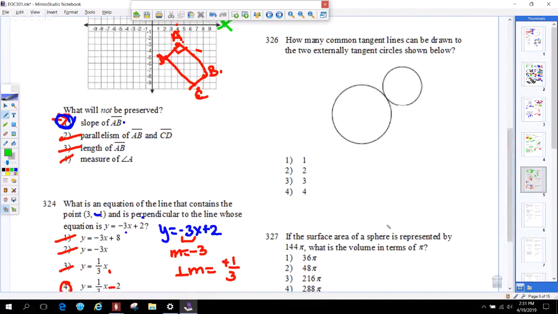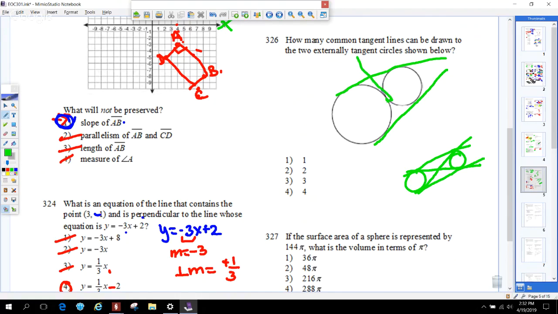How many common tangent lines can be drawn to the two externally tangent circles shown below? Well, this way is going to be 1, and here's going to be 2. And now if the two circles were apart, there would actually be 4. It would be 1 this way, 1 this way, 1 this way, and 1 this way. There'd be 4 tangent lines. But because the tangents share the same point, there's only 3 lines that can be drawn. So the answer is choice 3.